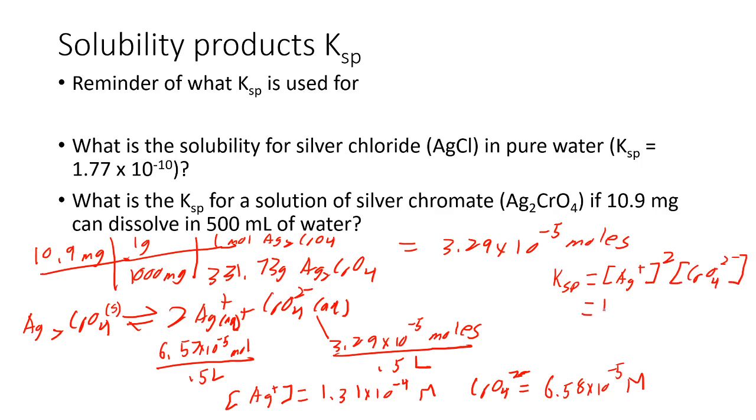We put our numbers in. We'll have 1.31 times 10 to the negative fourth. We square that. We multiply it by our chromate concentration of 6.58 times 10 to the negative fifth. We put those values in. We'll get a KSP of 1.13 times 10 to the negative 12. And that's our value for our KSP, based on the fact that 10.9 milligrams of silver chromate could dissolve in 500 milliliters of water.